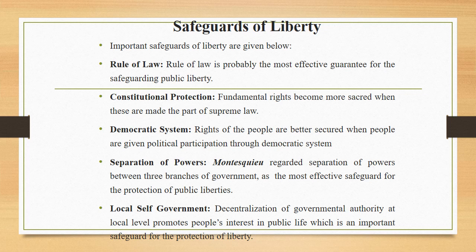Whenever there is rule of law, definitely the people will enjoy their liberties, and law will protect their liberties and their rights. I told you earlier that the basic objective of law and the state is the welfare and the well-being of the people. So all laws are made for the welfare of the people. Here the law is the most effective guarantee which protects and safeguards public liberties.